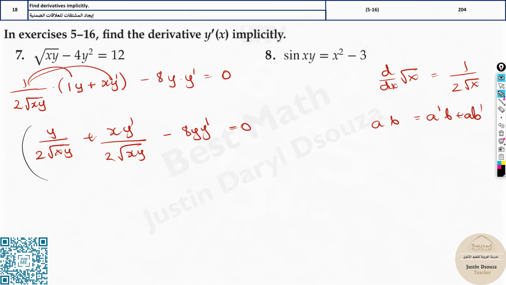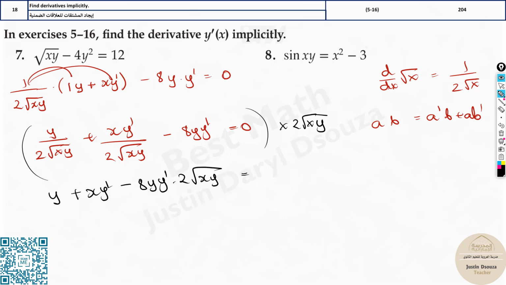Now if you multiply everything over here by 2 square root xy, what happens? You multiply this by 2 square root xy, this and this cancel, so you're remaining with y. What about over here? You will have plus xy prime because it cancels again. But here you will have 8y y prime multiplied by 2 square root xy. That is equal to 0, because 0 times anything is 0. I hope this is clear now.